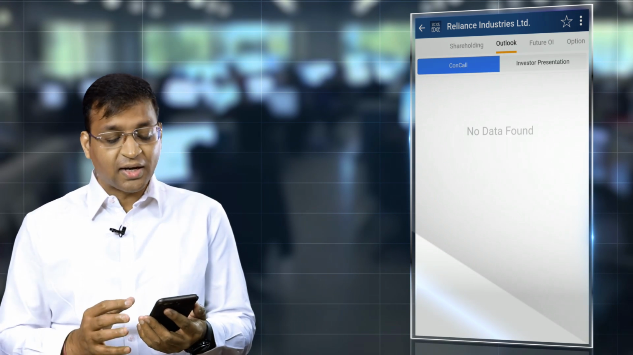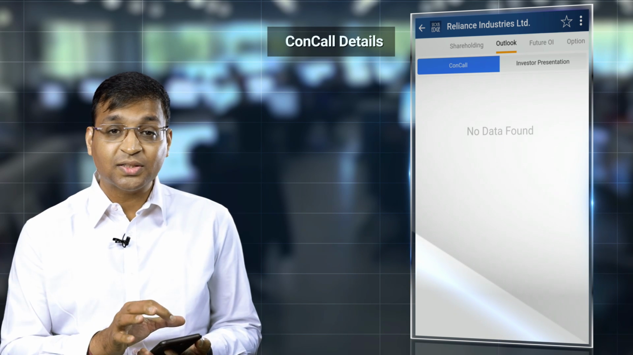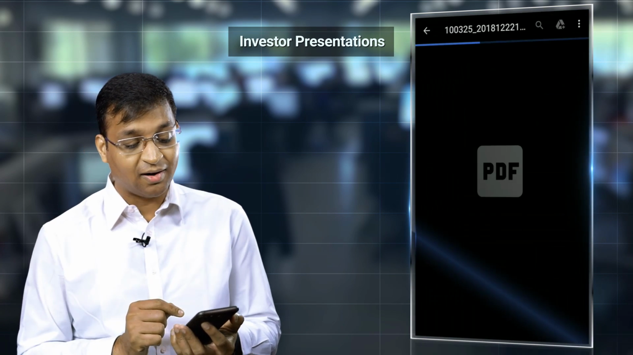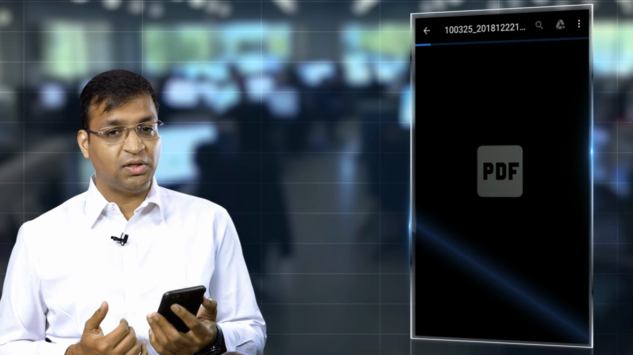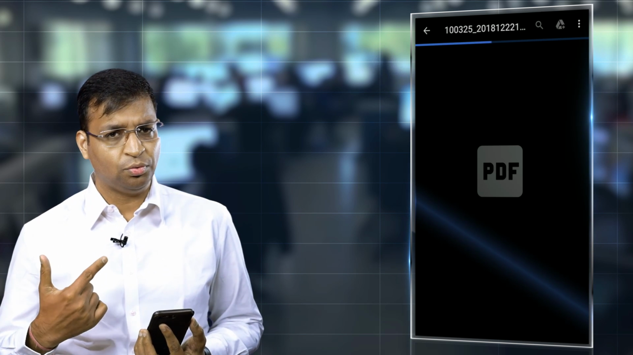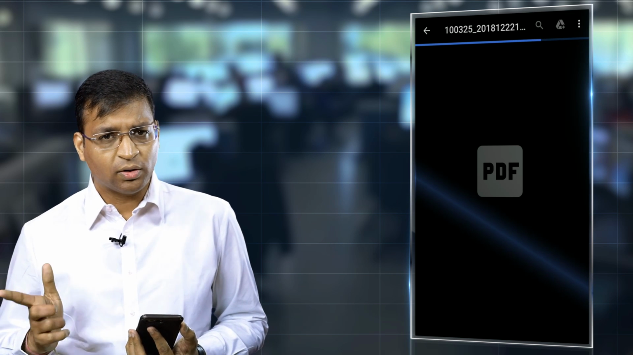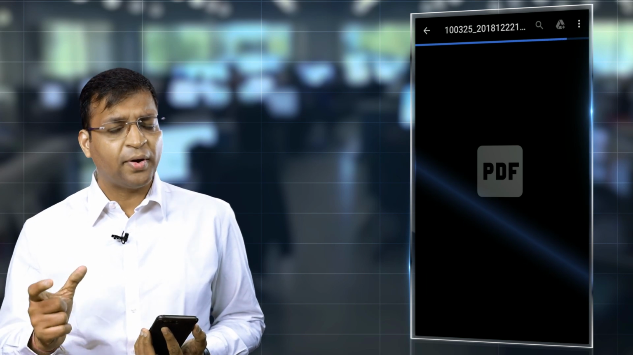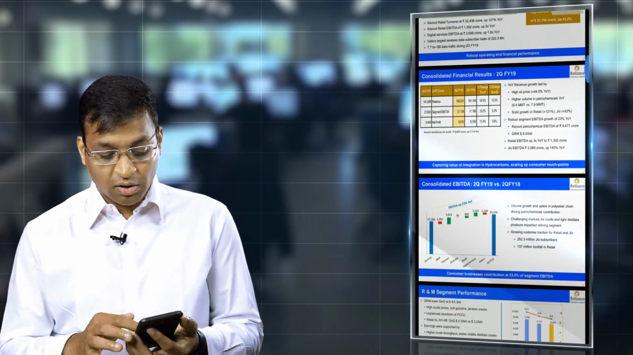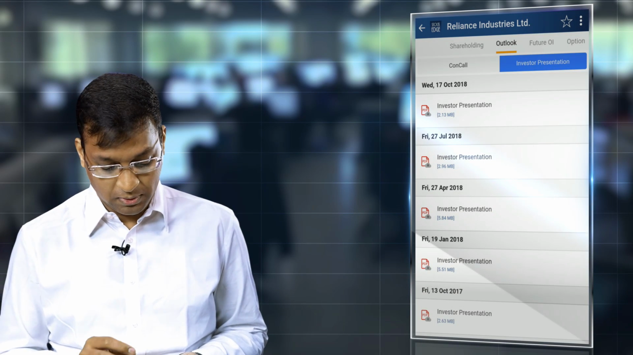The latest addition for us in this app is the con call details. Unfortunately, this company doesn't give con calls, and also the investor presentation. So you can click right here and you can go through the investor presentation. The investor presentation gives you an understanding of what this company is trying to do, whether this company is trying to expand in the right way or the wrong way. A lot of corporate governance aspects, a lot of other aspects related to the company can be gauged from the investor performance report which the company gives on a quarterly basis.